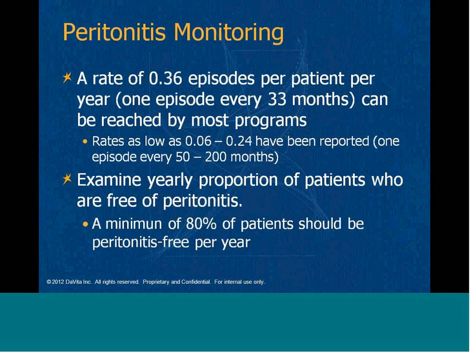In addition to monitoring the rate of infection, it's important to examine how many patients in a given period, in a given year, are free of peritonitis. This delineates the situation of a couple of patients in a program that seem to have peritonitis all the time. So a minimum of 80% of patients should be peritonitis-free per year. It is what the guidelines recommend.